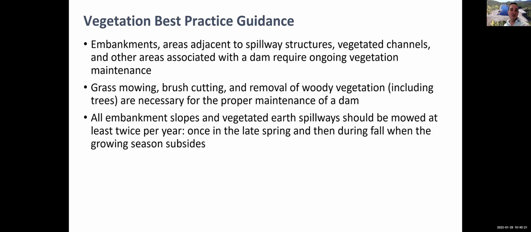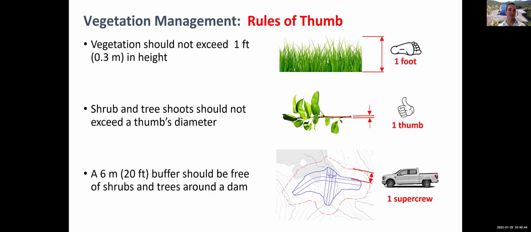All embankment slopes and vegetated earth spillways should be mowed at least twice a year, which is a really good recommendation. Depending on where you're located in BC, you're going to have quite a variation in your growth and type of vegetation, and we'll talk about that a little bit. But definitely at least once a year, and certain times of year are also a great time to burn things, and we'll see some photos about that.